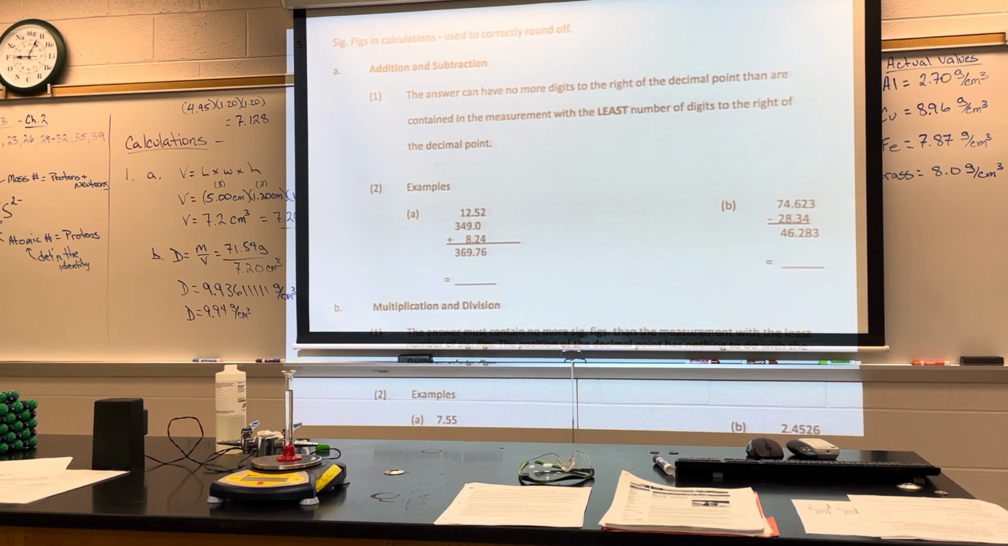Addition and subtraction is all about the decimal places. Multiplication and division is just total sig figs. Doesn't matter where the decimal place is. We're going to practice this all year long, and as we go through this lab, we're just going to continue to do this. Okay, so we've got the rules there.